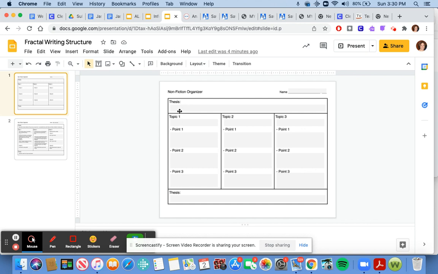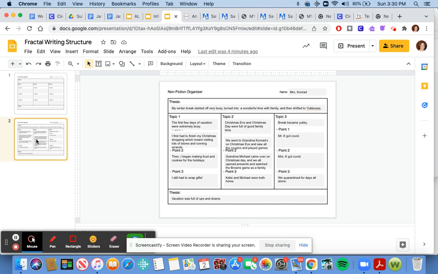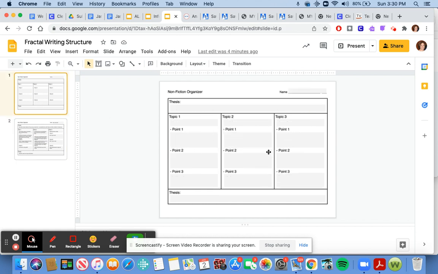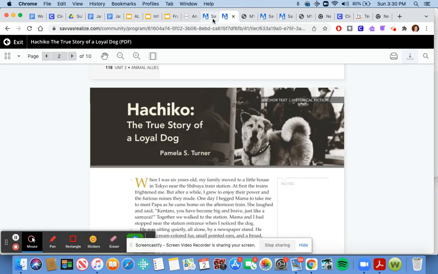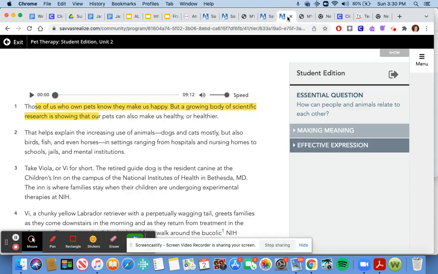So you're going to come up with a thesis statement that tells me about your Christmas break. You're going to break it into three different topics and fill it in just like I did here. Okay? And when you're done, you're going to turn this in and I'll be able to see how your winter break is. As soon as you finish, I want you to go ahead and start to read Pet Therapy. And this is so important so that it's fresh in your mind.